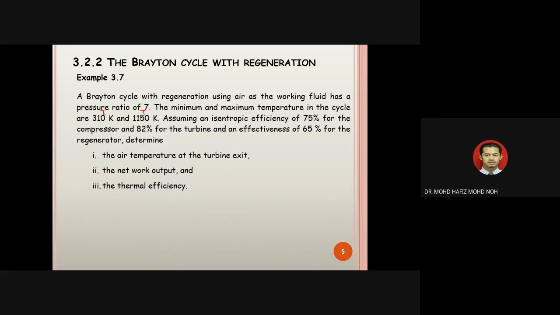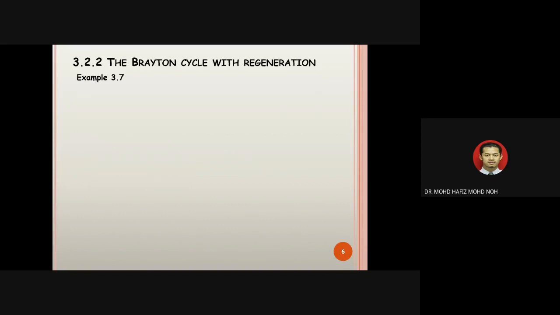So here is T3. Assuming isentropic efficiency 75% for the compressor and 82% for the turbine, and effectiveness of 85% for the regenerator, you have to determine the air temperature at the turbine exit, the network output, and the thermal efficiency. When you refer to my previous slide, I prefer to start the calculation with the TS diagram, and then you find out the properties at each state before you answer the question.